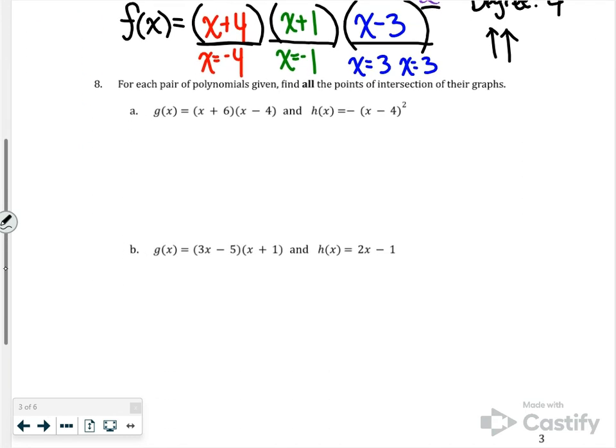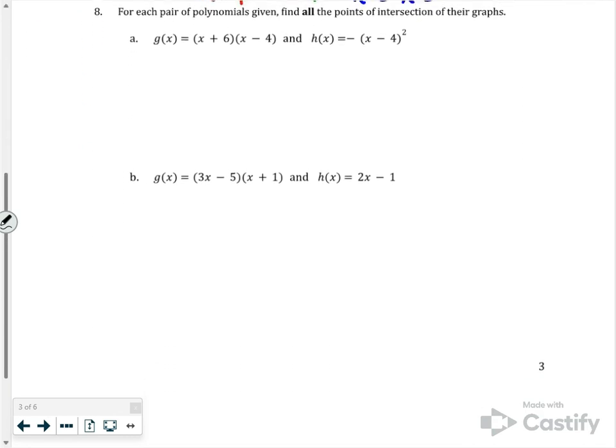Great part about the video is if you want to go back and listen to my explanation, you can listen again. So for number 8, it says for each pair of polynomials given, find all the points of intersection and their graphs. So I look at function g, and that is x plus 6 times x minus 4.